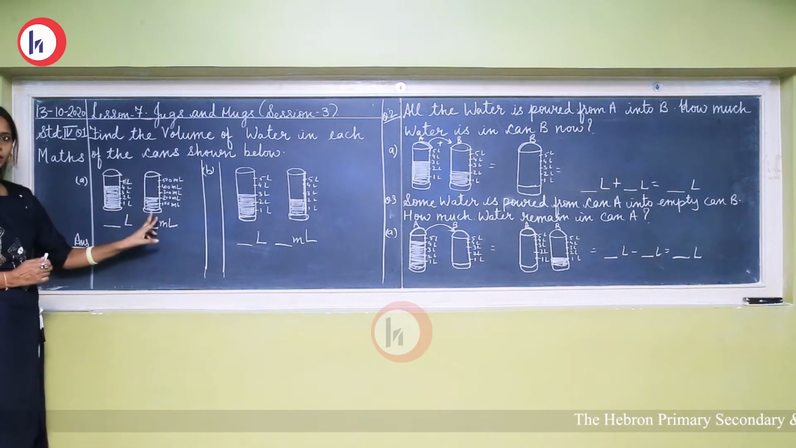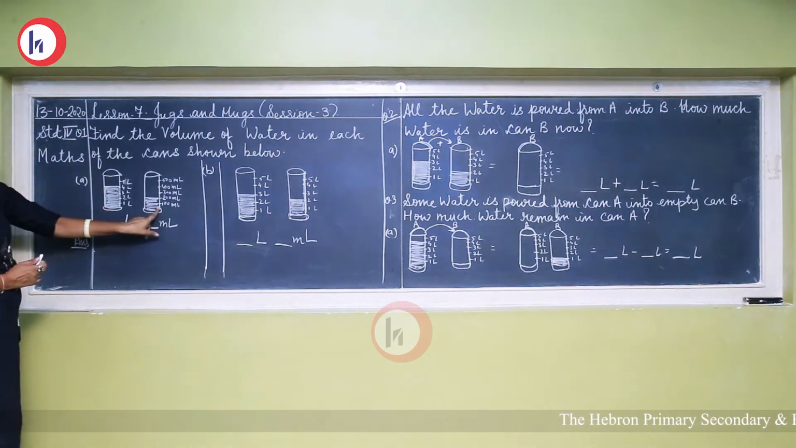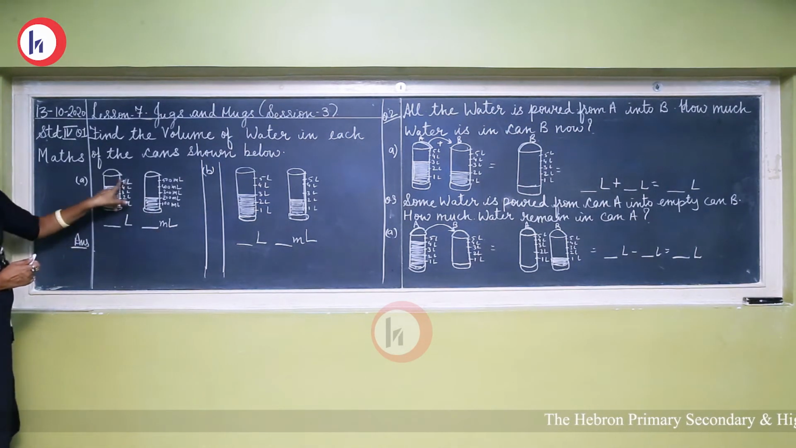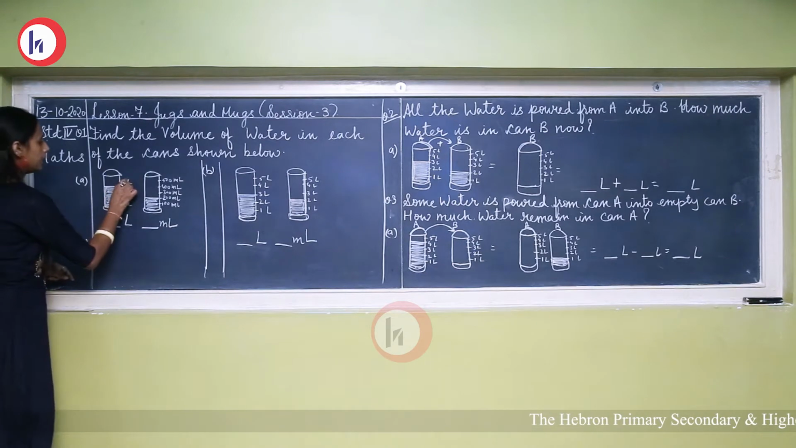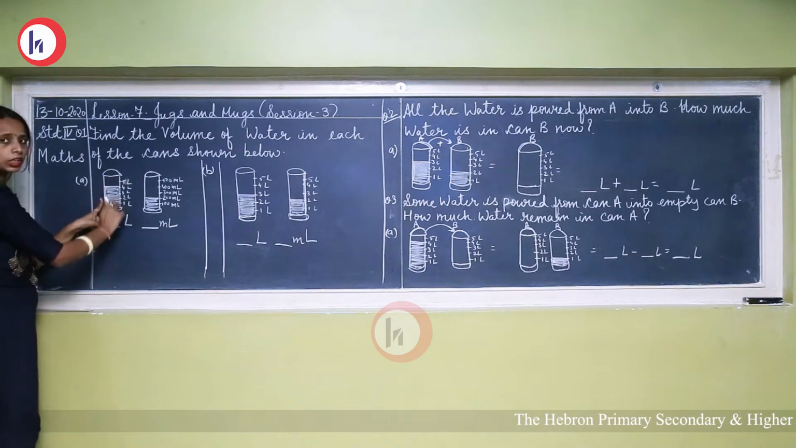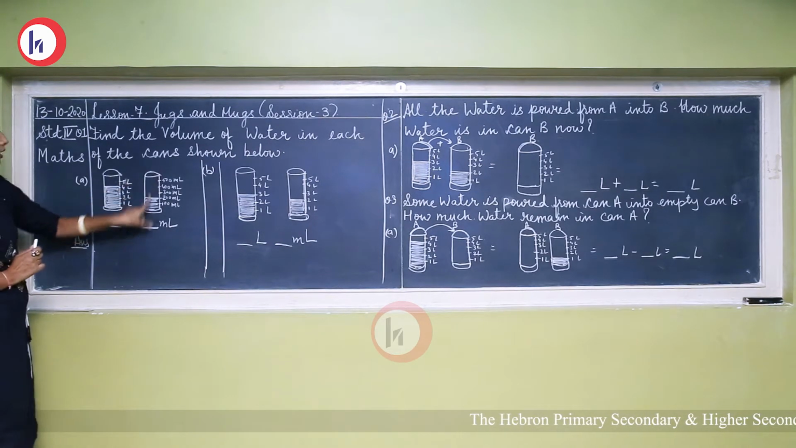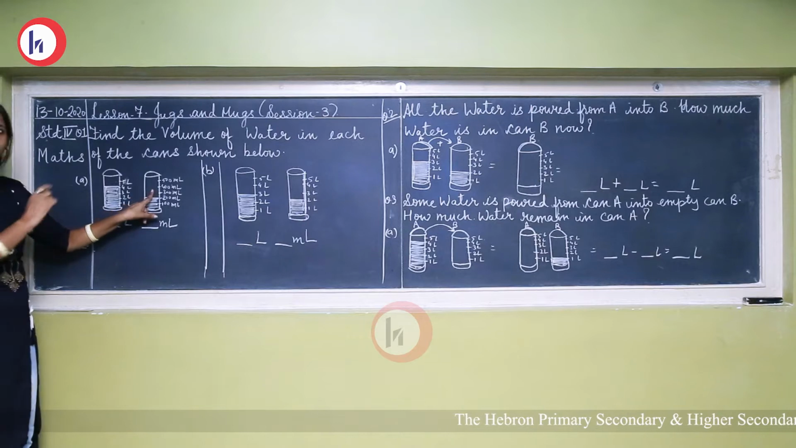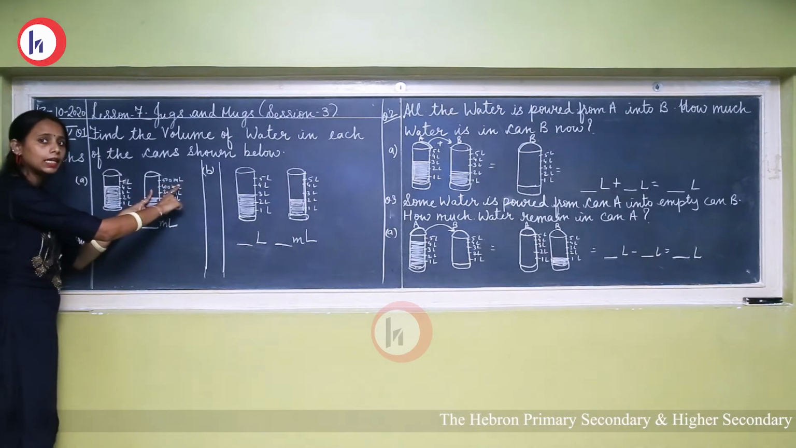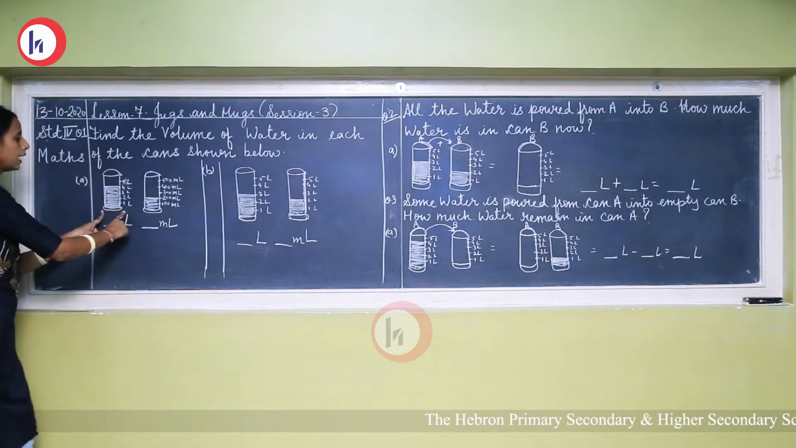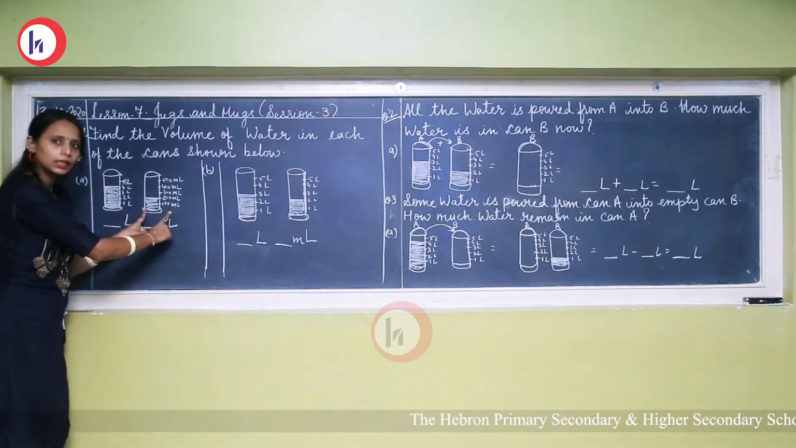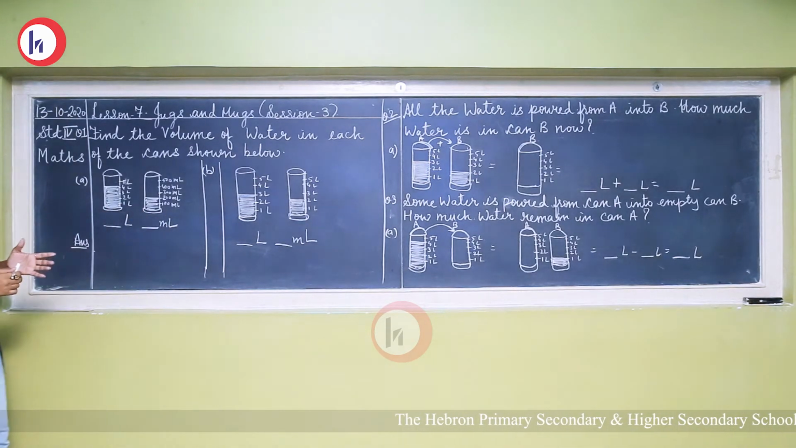See, there are two cans, this one and this one. The capacity of the first can is in liters. Capacity means how much water, how much liquid can be filled in this can. The capacity of this can is 5 liter, and the capacity of this can is 500 milliliter. Now this is the can of liter and this is milliliter. Now see, we have to find out the volume.